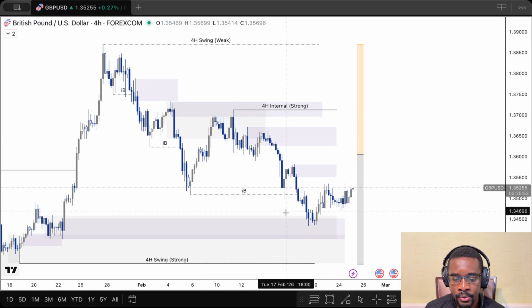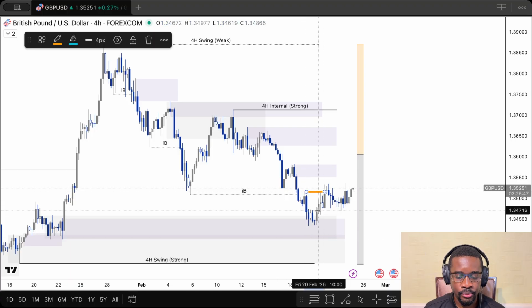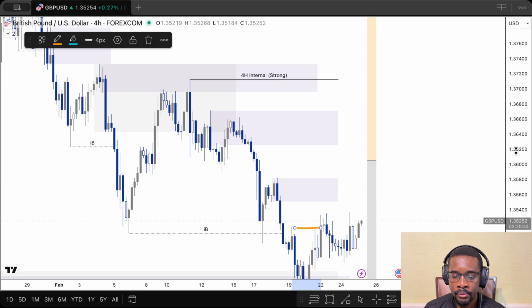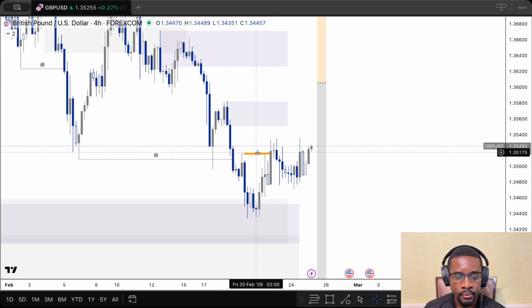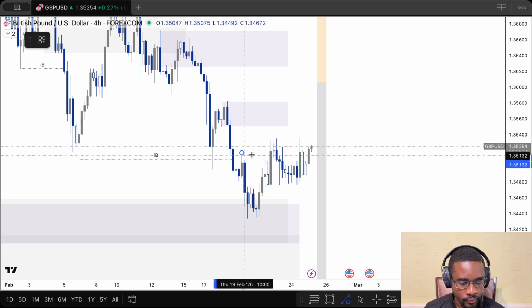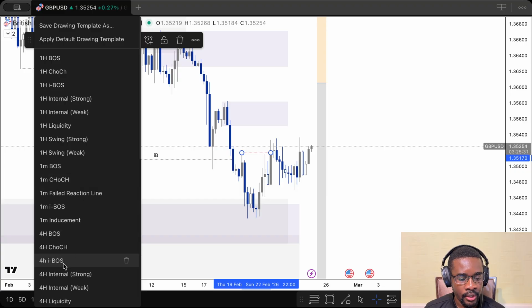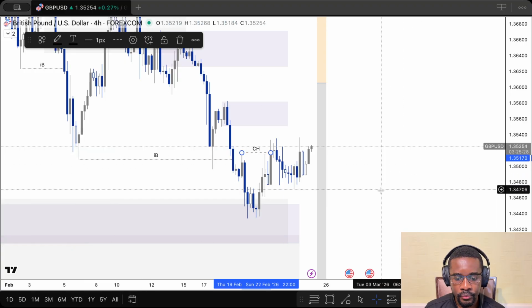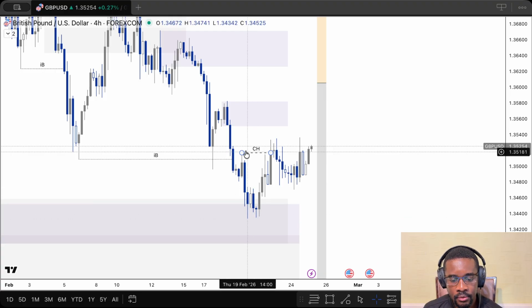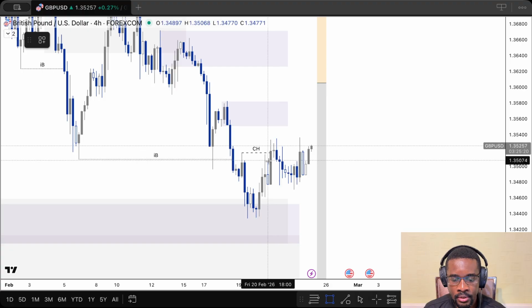So internally at the moment, we're still bearish. The only sign that we have is we have a fractal structure break, which is bullish. So our fractal structure has shifted bullish. So what we have is, all right, I'll just cover all of that.